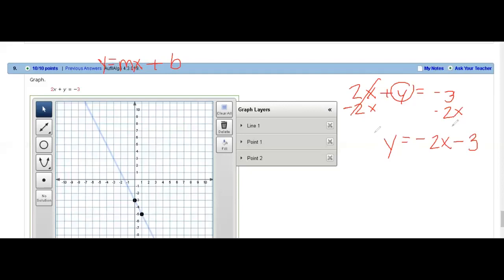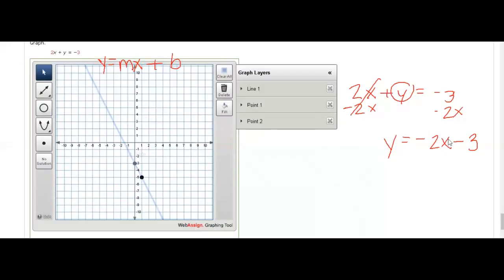So this is in slope intercept form. So now it's easy for me to graph. I'll just plot a point at -3 on the y-intercept. I will go down 2 and to the right 1, and that's my graph.